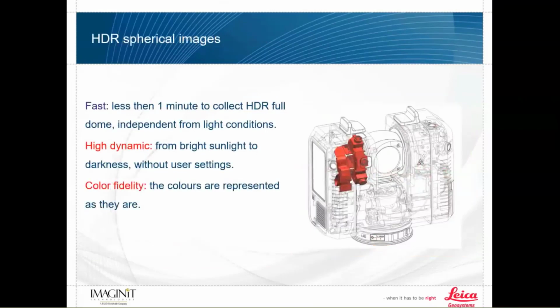Now, the HDR spherical images, it is fast. Those of you that have run HDR imagery on even the BLK360 or the P series or competitor scanners, those HDR pictures take a while, all right? These pictures take 1 minute, and that is full HDR. So it's high dynamic range. From the bright sunlight to the darkest, we don't have to worry about adjusting any of those settings. It's doing it automatically for us.